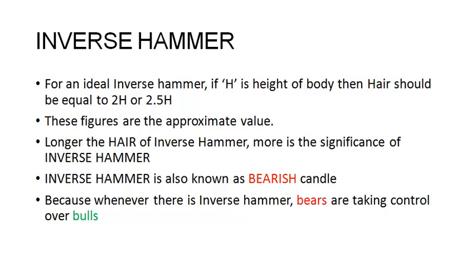Now, an ideal inverse hammer is something which would have the body as h, and the hair being 2h or 2.5h minimum. The inverse hammer is called a bearish candle. In fact, it's a very strong bearish signal. And we always say this, whenever we see an inverse hammer at the top of the chart, then the bears are the ones who are taking control over the bulls, and there is a very high chance that the price would turn around and go down.